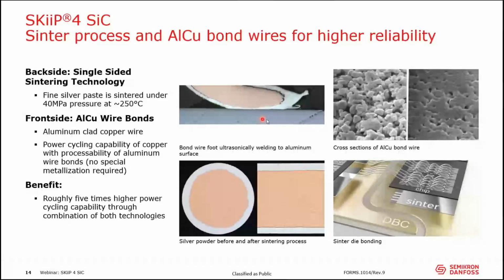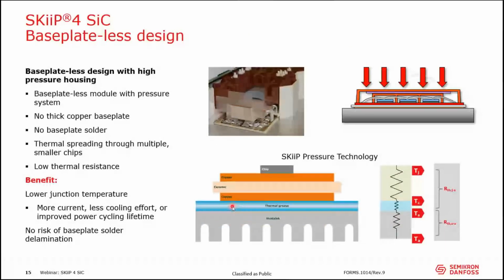That means that the aluminium area of the bond wire can be connected to the top chip metallization on the surface of the chip, but the current capability and the reliability for the lifetime is much higher than with standard bond wires. Another topic in the design is the base plate.